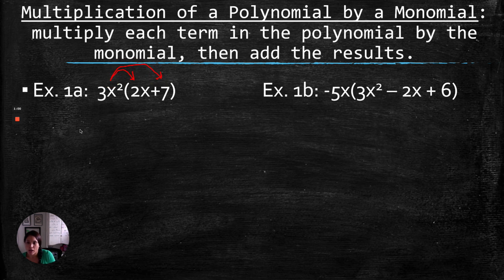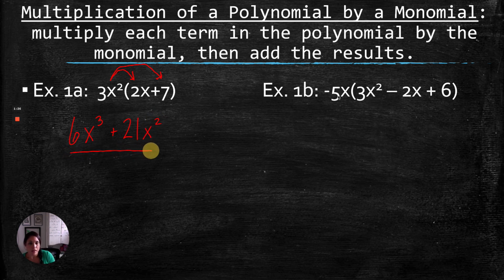So 3 times 2 is 6. And then x squared times x, we apply the product rule. The bases are the same, so we add the exponents. So this is x cubed. 3 times 7 is 21. And then x squared times 1 is just x squared. And this would be our answer.